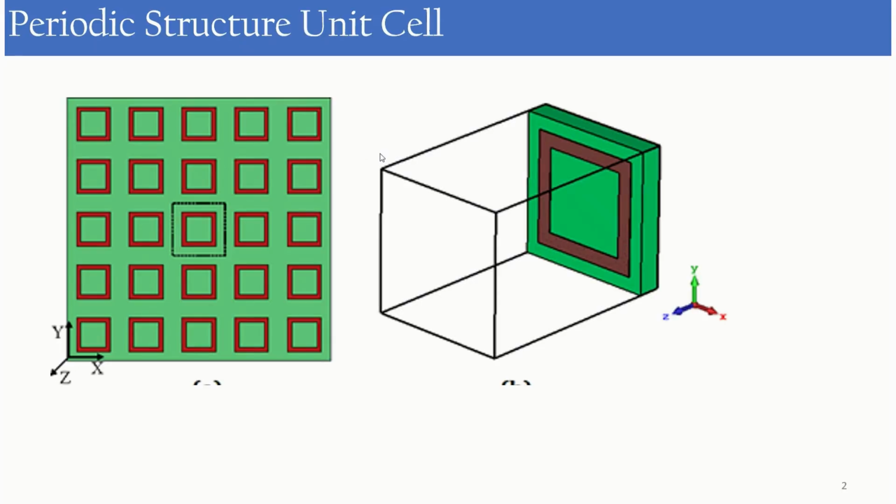This is the fundamental idea of metamaterial simulation. If we have a structure that is very long, the meshing will be huge and the simulation time will be huge. So the basic idea of metamaterial simulation is that we consider only one unit cell. The unit cell is the basic structure which repeats along the x and y axes to produce the entire structure. So in all the simulations, we consider only the unit cell of the periodic structure.